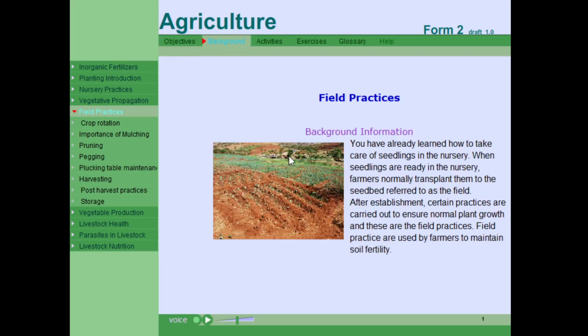You have already learned how to take care of seedlings in the nursery. When seedlings are ready in the nursery, farmers normally transplant them to the seedbed referred to as the field. After establishment, certain practices are carried out to ensure normal plant growth, and these are the field practices. Field practices are used by farmers to maintain soil fertility.